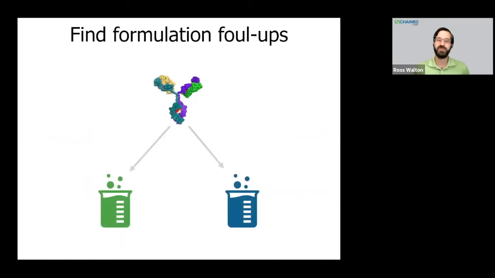So let's start off with looking at formulation. You can use DLS and UV-Vis combined to do a really quick screen of a formulation and determine if that particular formulation has caused an antibody or a protein to aggregate. Essentially, what we're really asking here is which of these 2 formulations is better, green or blue?